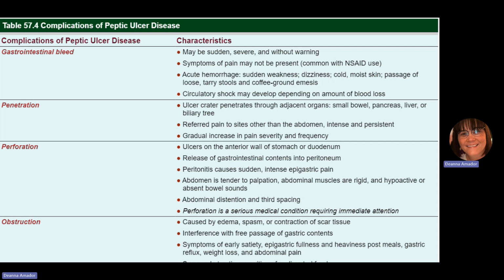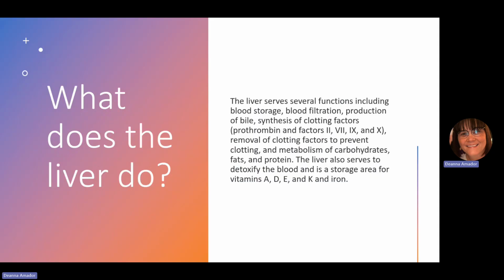Okay, so on to the liver. We talked a little bit there about portal pressures and things like that. The liver, it says here, includes blood storage, blood filtration, production of bile, synthesis of clotting factors. That's their ding, ding, ding, ding ticket right there. Prothrombin and your factors, removal of clotting factors to prevent clotting. It also says metabolism of carbohydrates, fats, and protein. It also detoxifies the blood and is a storage area for vitamins D, E, A, and K, your fat soluble vitamins right there.